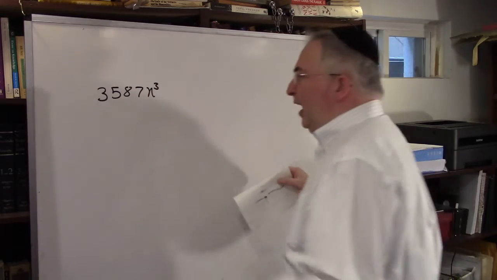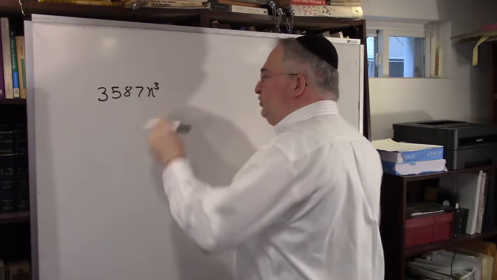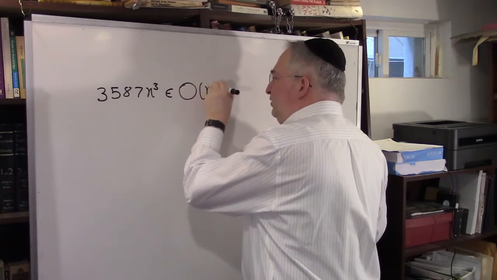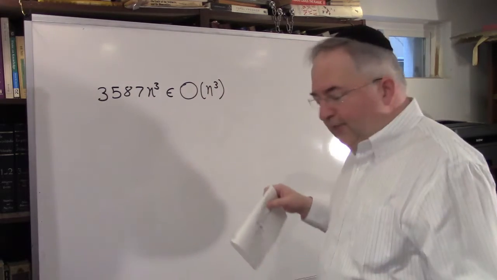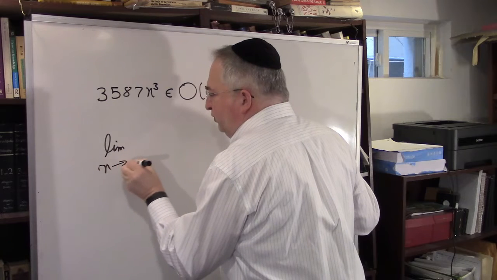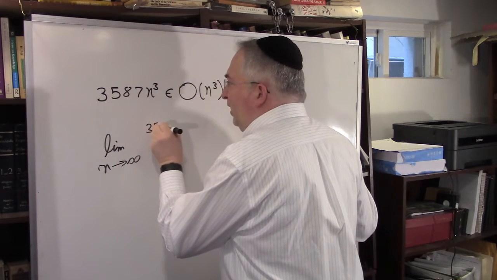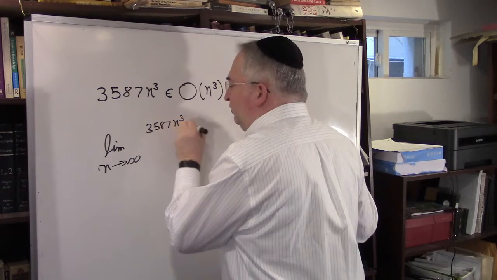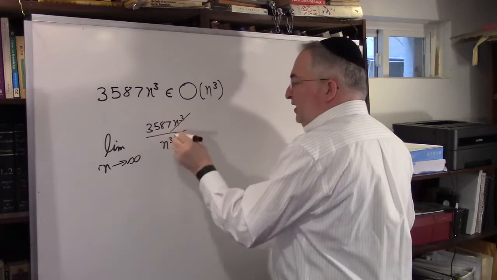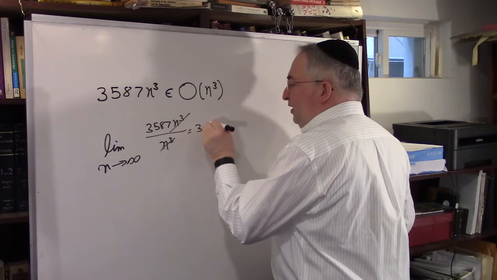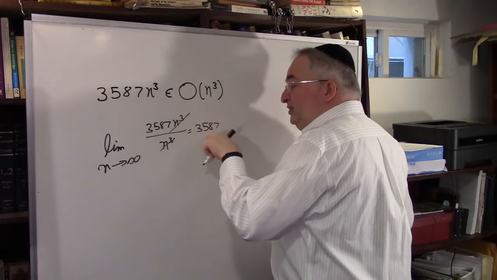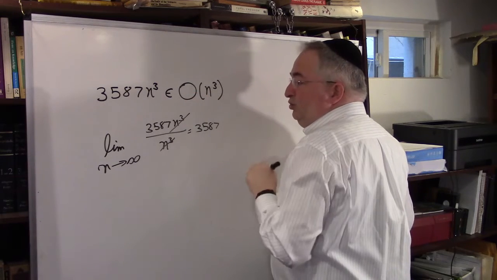I want to know how that compares to n to the third. And if we do it, we do the limit as n goes to infinity of 3,587 n to the third divided by n to the third. What do we get out? Well, this cancels out with this, and you get out 3,587. Now, that's a particularly simple case. The point is, that's a real number, therefore this is true.